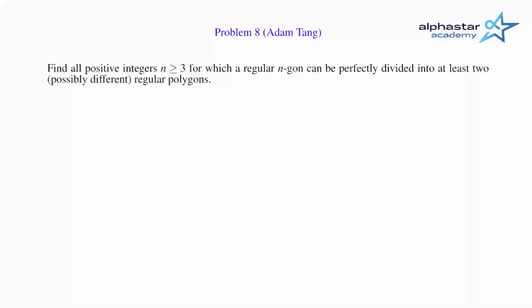We would like to end this series on problem 8, which is a more open-ended question about geometry, in particular, regular polygons. Find all positive integers n greater than or equal to 3 for which a regular n-gon can be perfectly divided into at least 2 possibly different regular polygons.